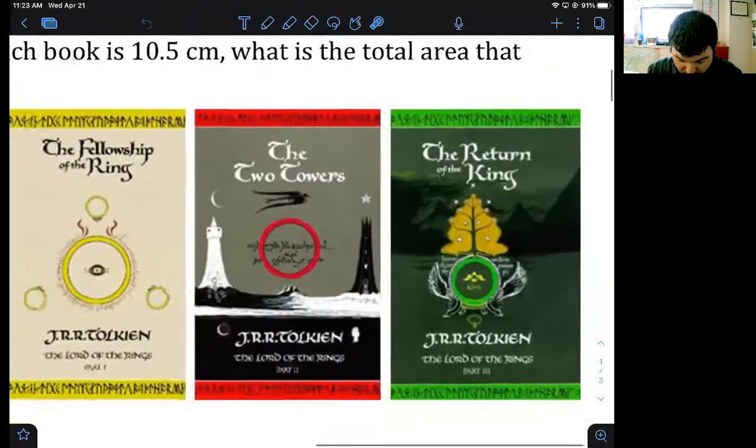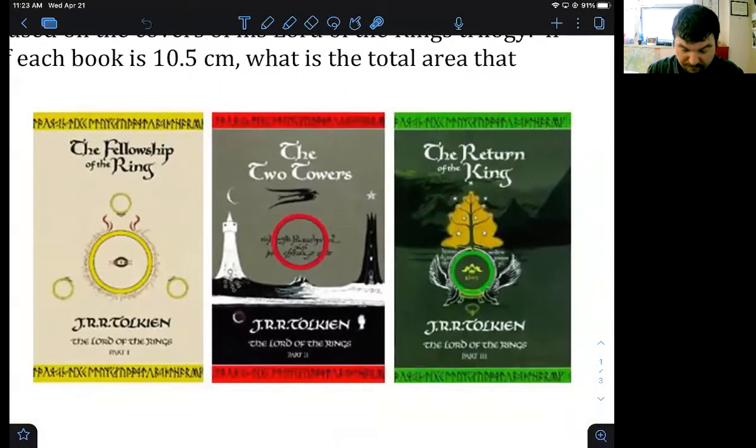So you actually see the original book covers for the Fellowship of the Ring, the Two Towers, and the Return of the King. Now, when J.R.R. Tolkien wrote the Lord of the Rings, he wrote it as one book, but the publishers who wanted to make more money said you need to split it into three. So instead of just the Lord of the Rings, he split it into three parts: the Fellowship of the Ring, the Two Towers, and the Return of the King.